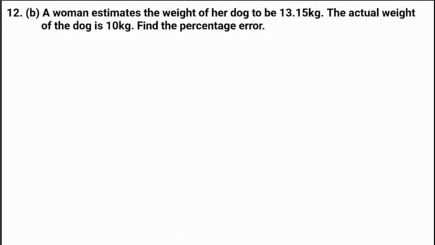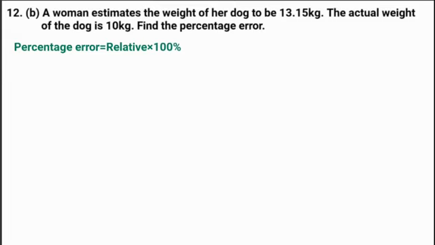Question 12b was as follows. A woman estimates the weight of her dog to be 13.15 kg. The actual weight of the dog is 10 kg. Find the percentage error. Okay, so we are asked to find the percentage error. The formula we use is percentage error is equal to relative error times 100%.